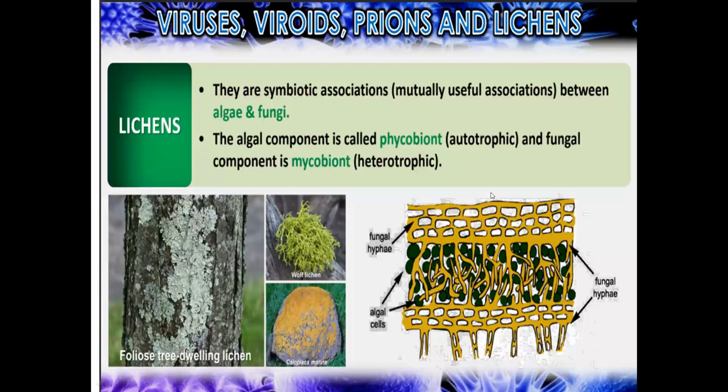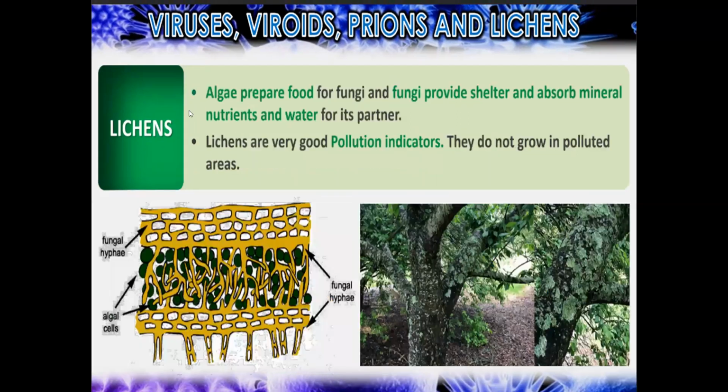Then lichens. They are a symbiotic, mutually useful association between algae and fungi. The algal component is called the phycobiont, which is autotrophic. The fungal component is called the mycobiont. Algae prepare food for the fungi, and fungi provide shelter and absorb mineral nutrients and water for the partner. Lichens are very good pollution indicators. They do not grow in polluted areas. So if there are fewer lichens, that means the area is polluted. So this is all we have to do from this chapter.